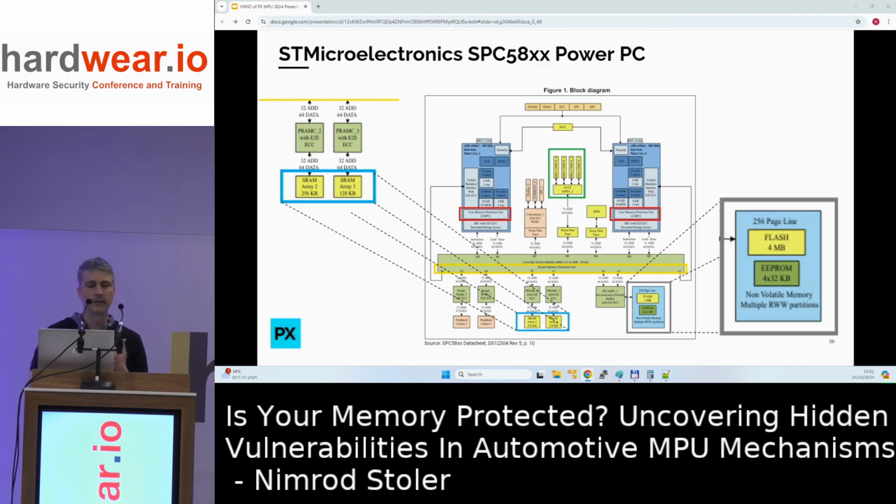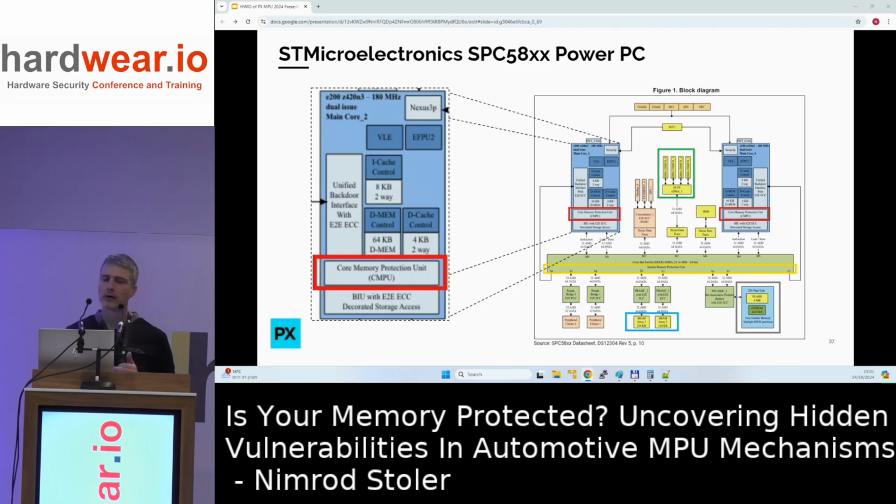Here we can see at the left-hand side the two static RAMs in blue, and on the right-hand side 4 megabyte flash and the EEPROM. These are the commonly shared memories. At the upper part of the diagram, in the blue shaded blocks, are the chip's cores. Let's zoom in on one of the cores. This STMicroelectronics PowerPC has 3 cores, and as we can see in each and every one of them, we can find a core memory protection unit, or a CMPU, there in red.